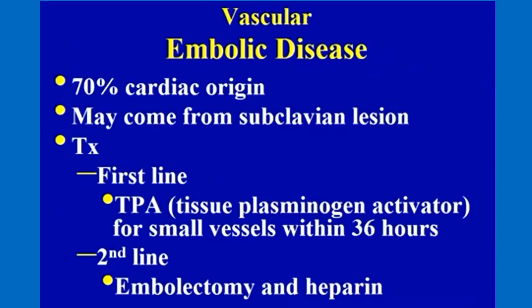You can even have embolic disease, and you have to know that whenever you have an embolus in the hand, 70% of these are of cardiac origin. They can also come from the subclavian artery. The treatment, first line: you can give a tissue plasminogen activator for small vessels within 36 hours. Or second line, you can do an embolectomy and give heparin in these cases.